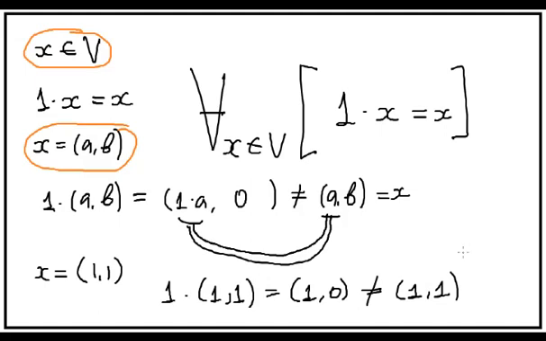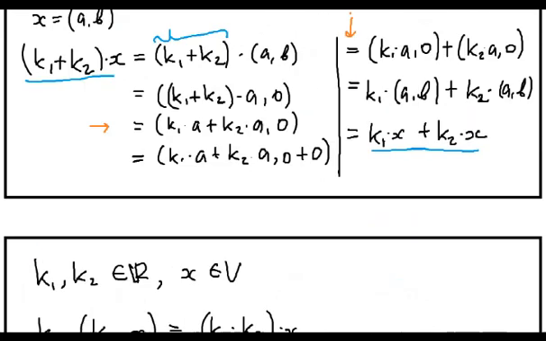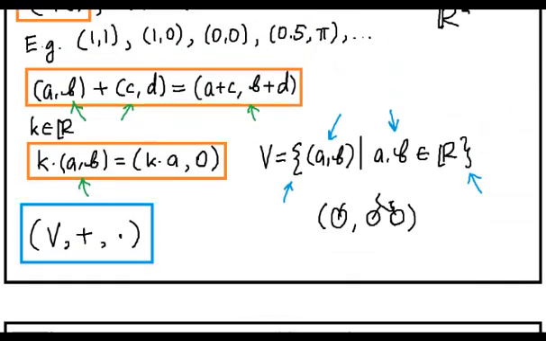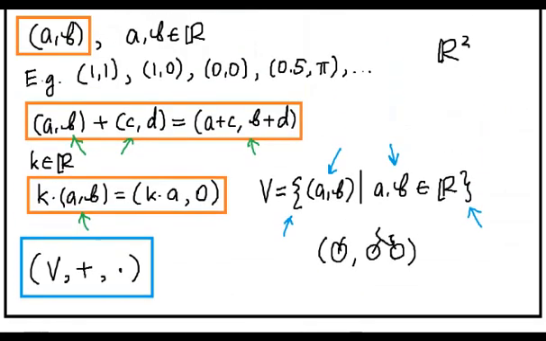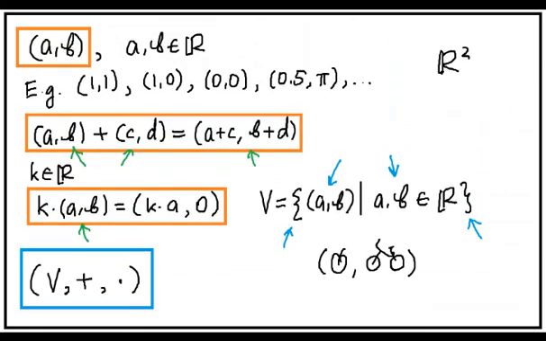Just a warning remark. The way we defined operations in this structure was just for the sake of this example, and that's not the usual way things are defined. So when we usually work with this space, R squared, and when we say k times AB, we don't mean k times A comma 0. And now we also know why we don't want to mean that, because that's not going to give us a vector space.